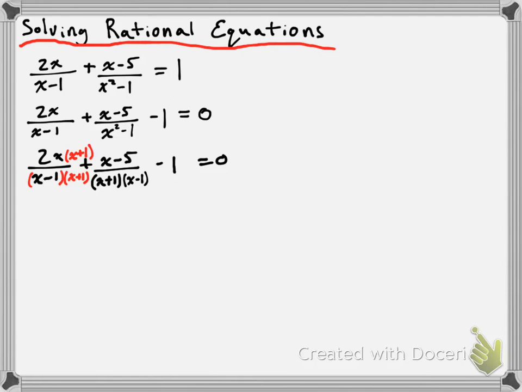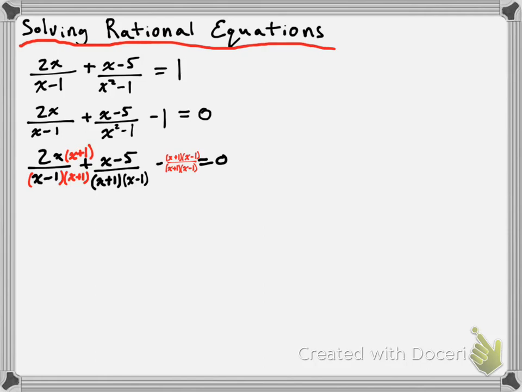All right. And then also that minus 1, we have to deal with that, and that also has to have a common denominator of x plus 1 times x minus 1. So I need to rewrite 1 with a denominator of x plus 1 times x minus 1. Well, the good news is x plus 1 times x minus 1 over itself should be 1, so I'm going to replace that with x plus 1 times x minus 1 over itself. And now everything's got a common denominator.